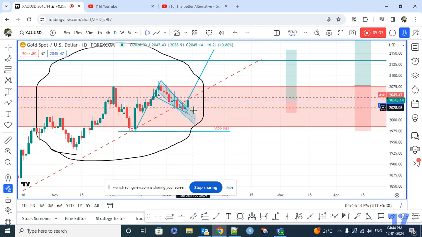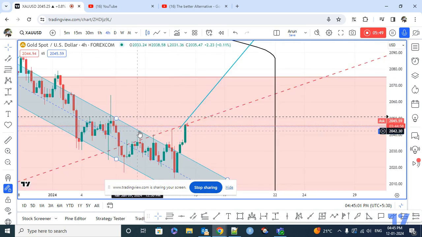See, it goes within the channel as well. In case you draw a channel, it goes within the channel too. Let me remove this one for the time being. If you see, this goes in a channel, so this is a flag. Now, when this flag or trend reversal, as I said already, broke this level, the market can come down for a correction as well.